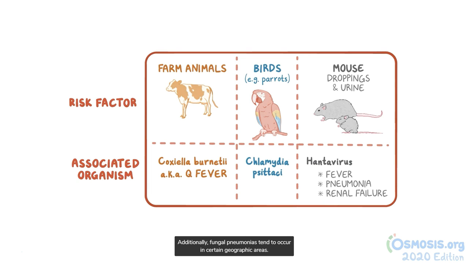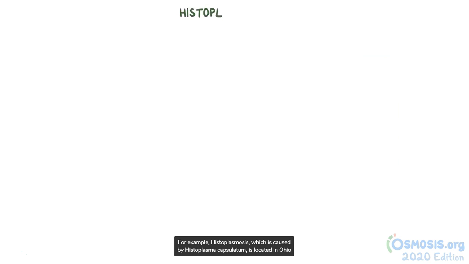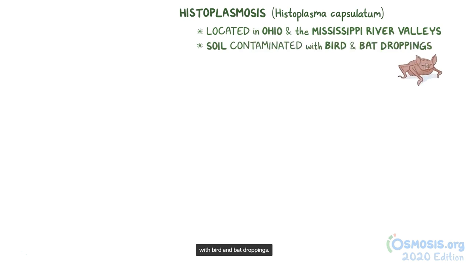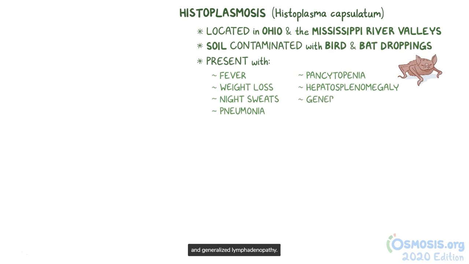Additionally, fungal pneumonias tend to happen in certain geographic areas. For example, histoplasmosis, which is caused by Histoplasma capsulatum, is found in Ohio and the Mississippi River valleys in the US, and is associated with exposure to soil contaminated with bird and bat droppings. Individuals present with fever, weight loss, night sweats, pneumonia, pancytopenia, hepatosplenomegaly, and generalized lymphadenopathy.